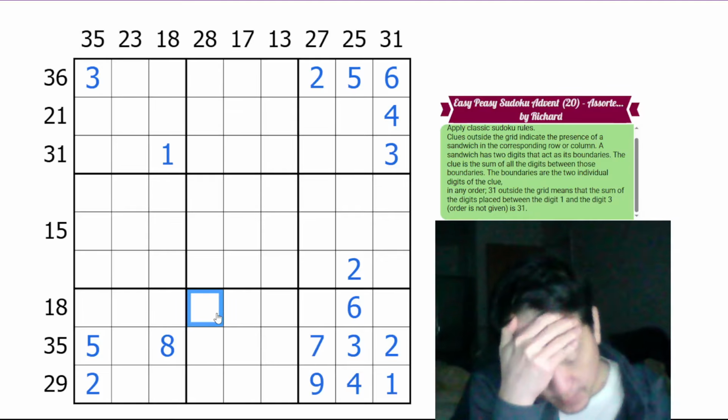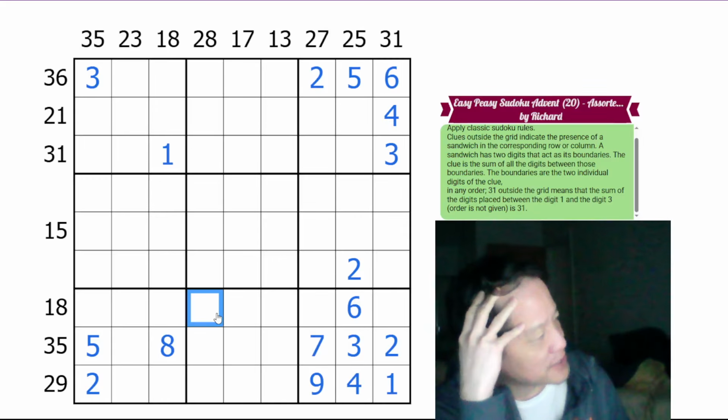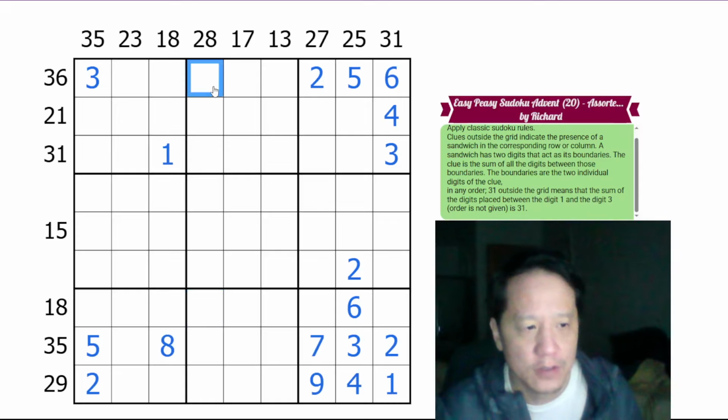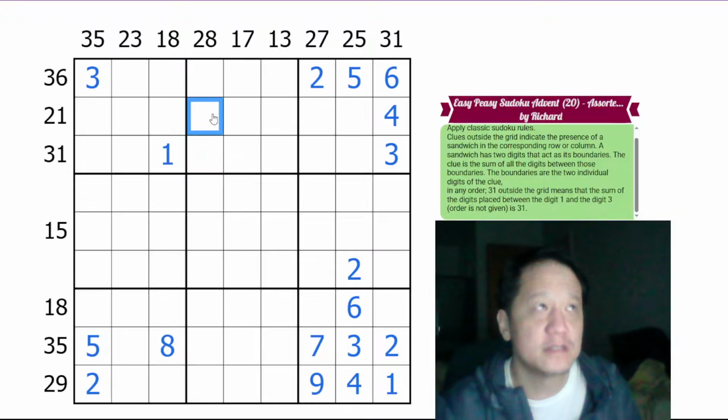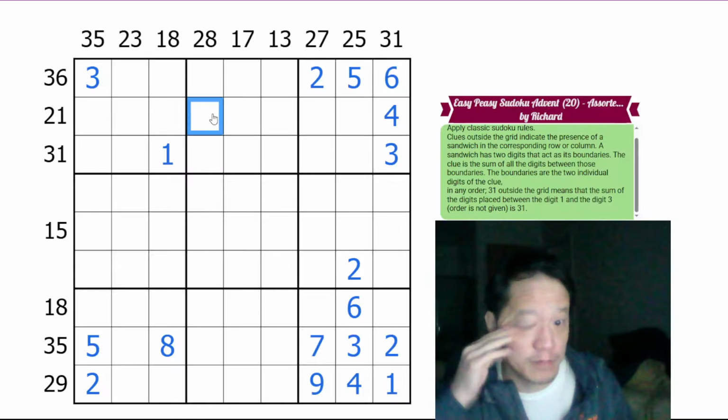Between 28, 2 and 8 is 28, so that's 38 total. Outside must be 7, so it must be a singular 7, or it's 1, 6, or 3, 4 outside. Okay.